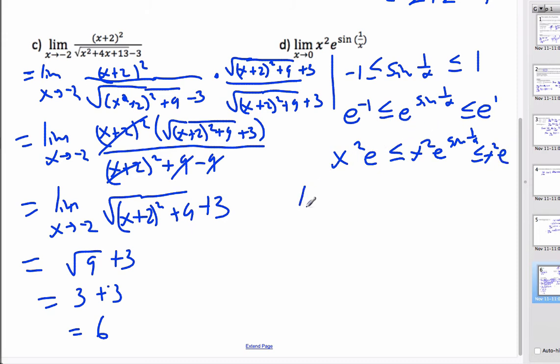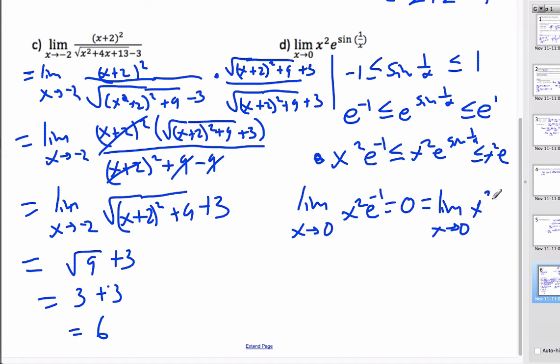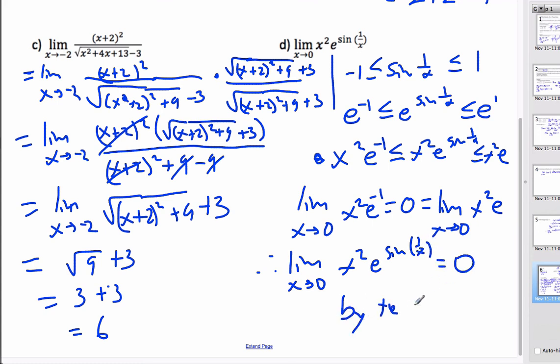The limit as x tends to 0 of x squared times e equals 0, and that's equal to the limit as x tends to 0 of x squared times e to the negative 1. Therefore, the limit as x tends to 0 of x squared e to the sine 1 over x equals 0 by the squeeze theorem.